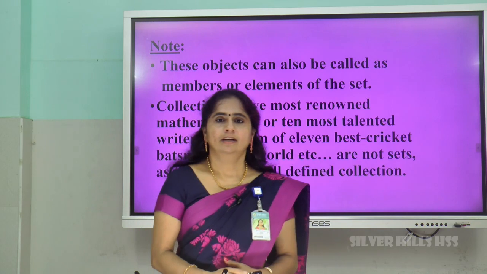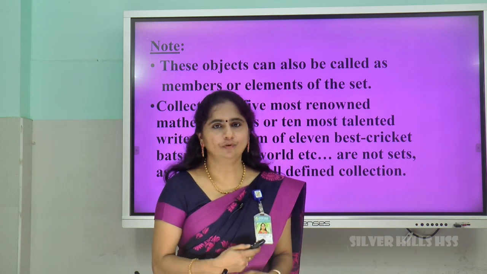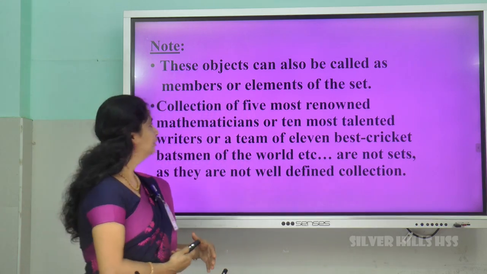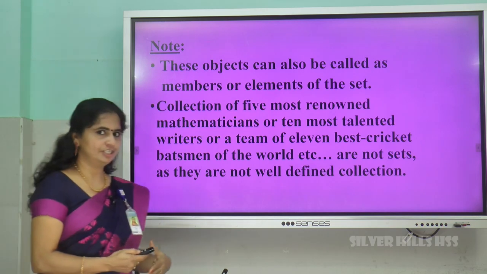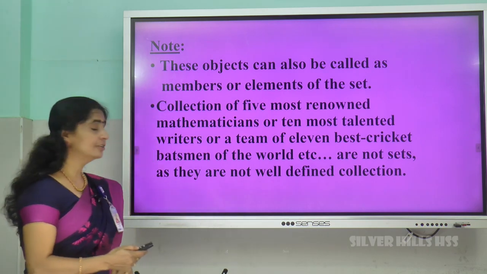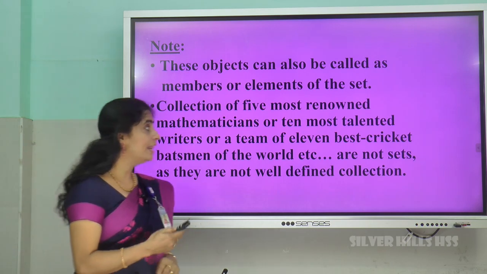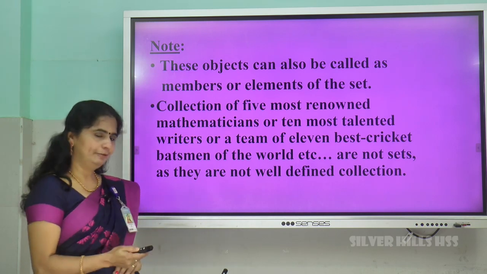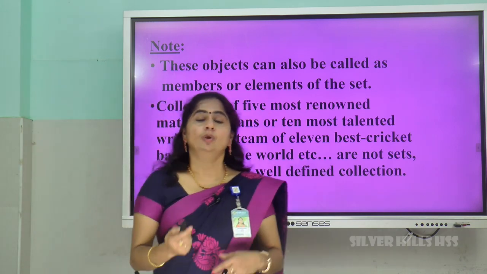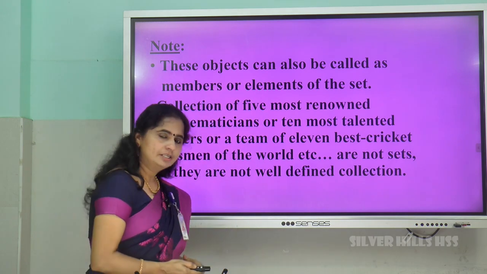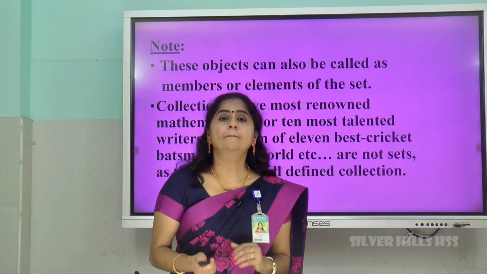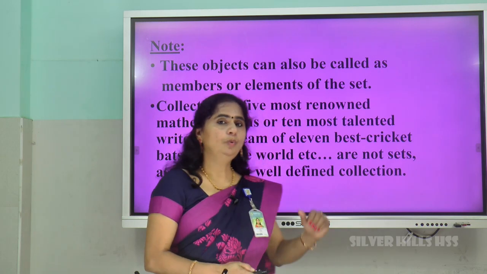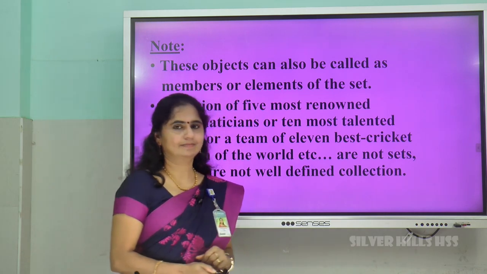Set is actually a well-defined collection of objects. So, when you are asked to give examples of 5 most renowned mathematicians or 10 most talented writers or a team of 11 best cricket batsmen of the world, they are not well defined. The reason is the words talented, the best, beautiful differ from person to person. So, as they are not well defined, we don't call them sets.